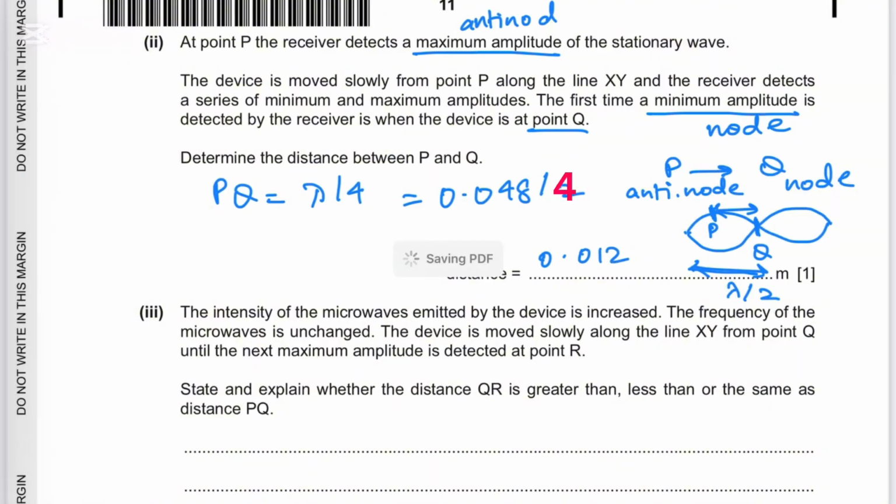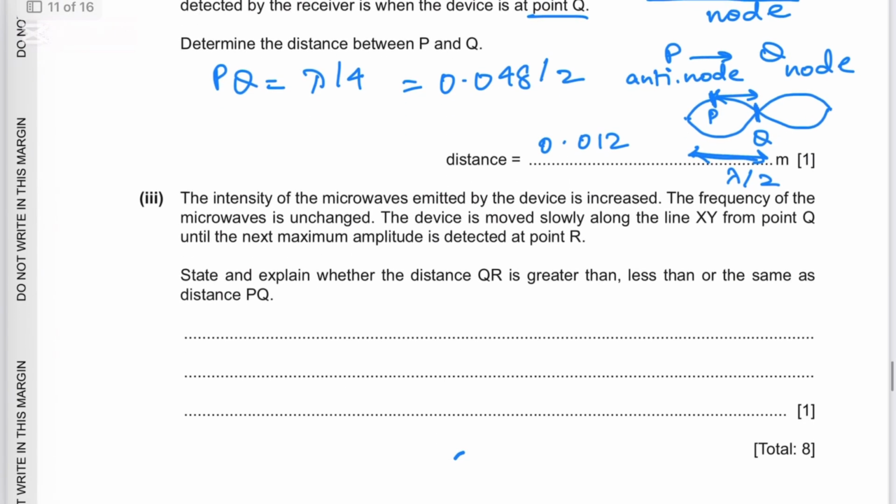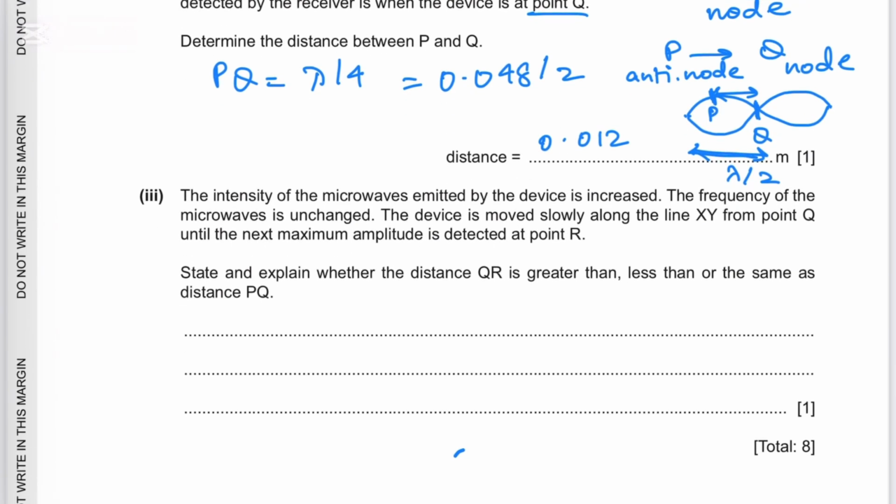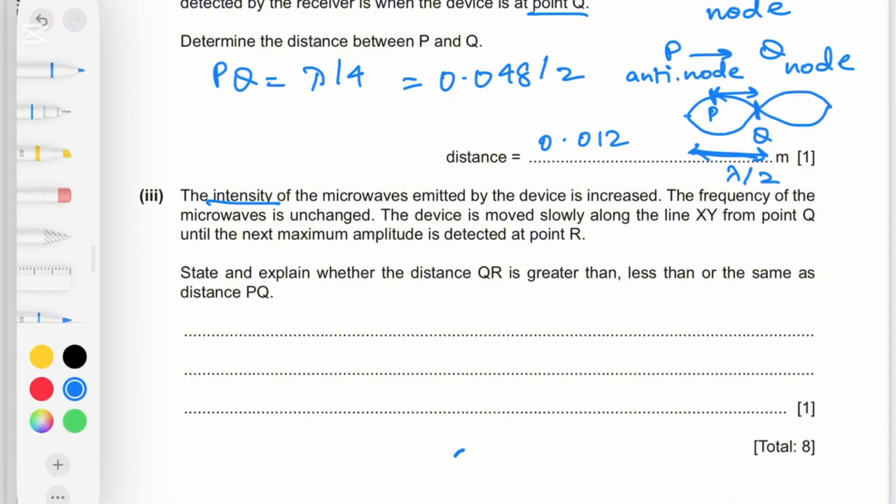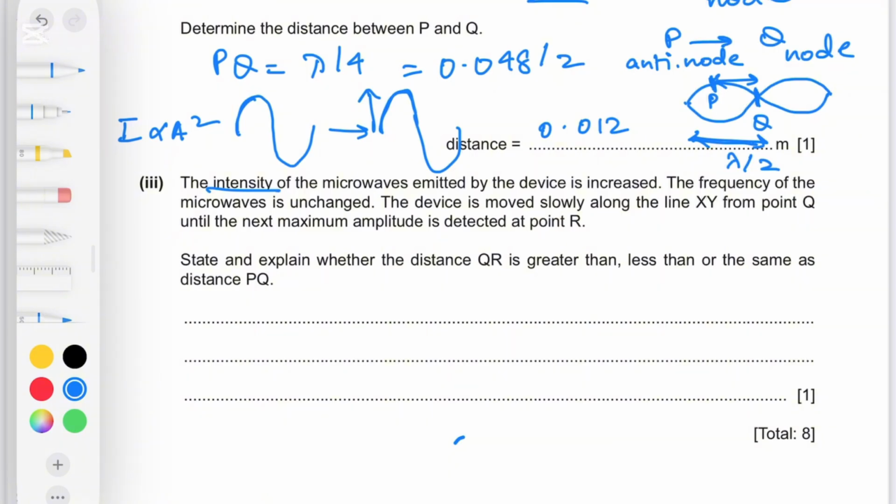The intensity of microwaves emitted by this device is increased. The frequency of microwaves is unchanged. Intensity increasing, what does that mean for this wave? Intensity is proportional to the amplitude squared. That means the waves are now going to have larger amplitudes of their crest and trough, meaning that the resulting antinode would have a greater amplitude. That's all it means.